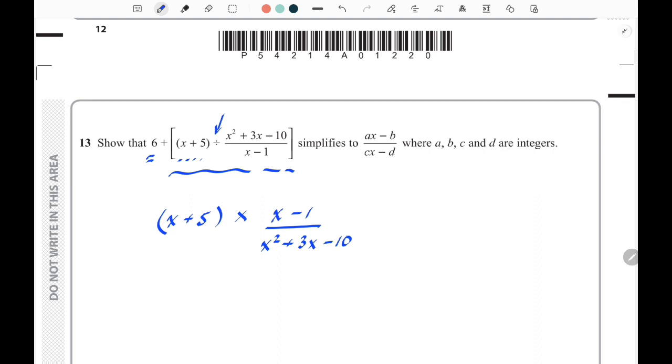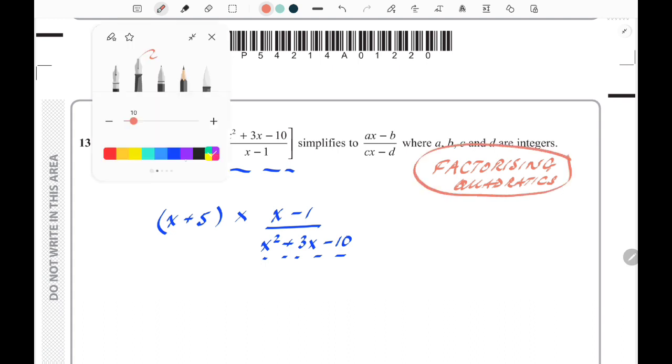Okay, so what are we going to do with this? We see a quadratic in the denominator. So the first thing we're going to do is factorize quadratics. And if you're not sure how to do that or need to revise that, do take a look at my other video on factorizing quadratics. That's in my channel list somewhere. So do take a look at that if you need to.